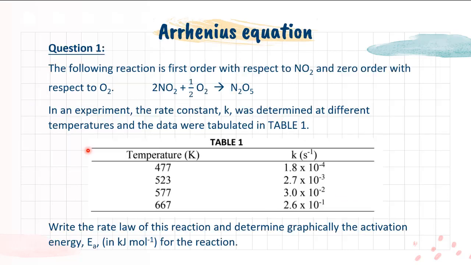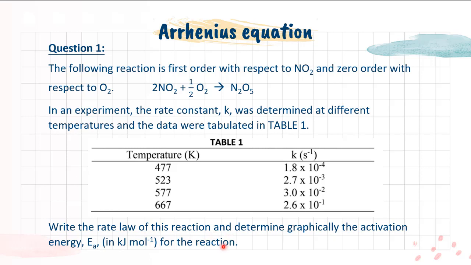Here is the example question. The following reaction is first order with respect to NO2 and zero order with respect to O2. So NO2 raised to power 1 and O2 raised to power 0. Write the rate law. In this experiment, the rate constant was determined at different temperatures and the data was tabulated. Using the data below, you need to plot a graph. Write the rate law of this reaction and determine graphically the activation energy Ea in kilojoule per mole for the reaction.